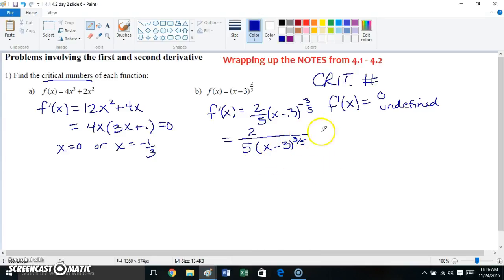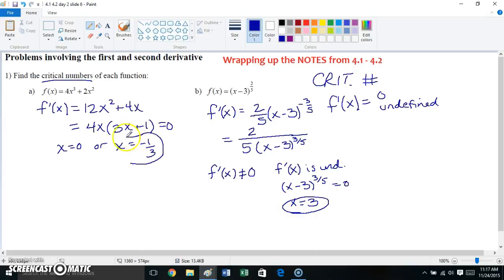We need to take a look at when this derivative is equal to 0. A fraction with 2 in the numerator is never going to be equal to 0, so f prime of x never equals 0. But f prime of x is undefined when (x minus 3) to the 3/5 is equal to 0. When does that happen? That happens when x is equal to 3. So part B has only one critical number. Part A has two critical numbers.